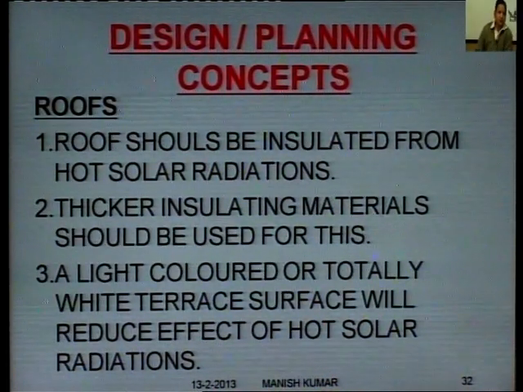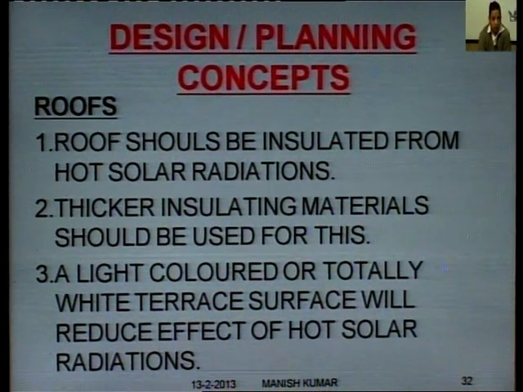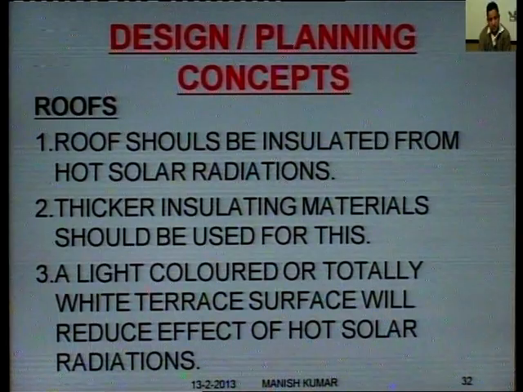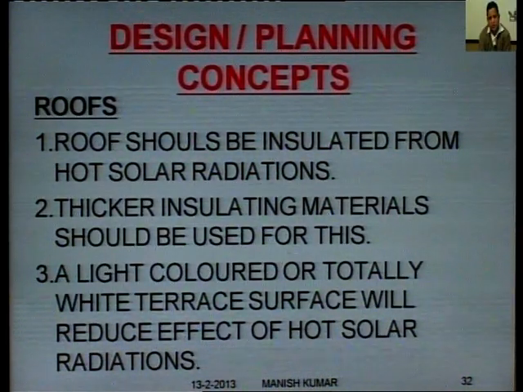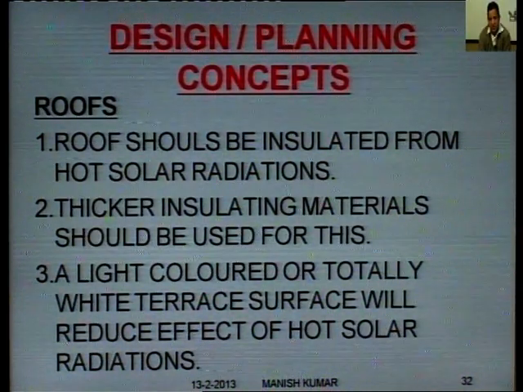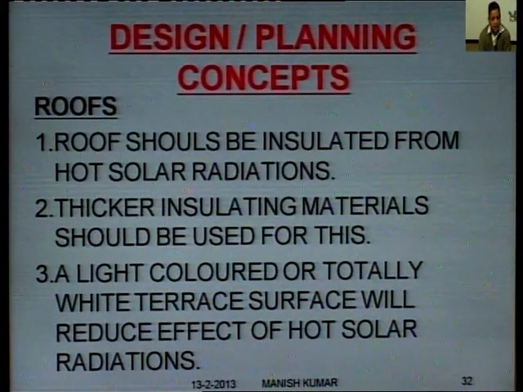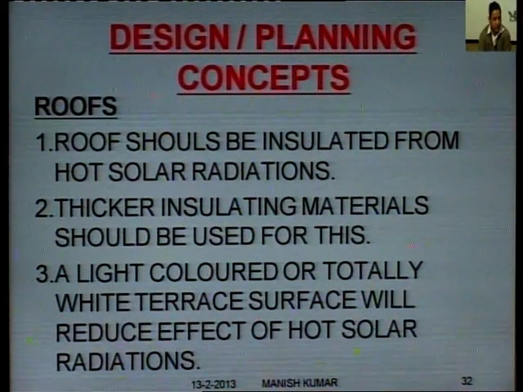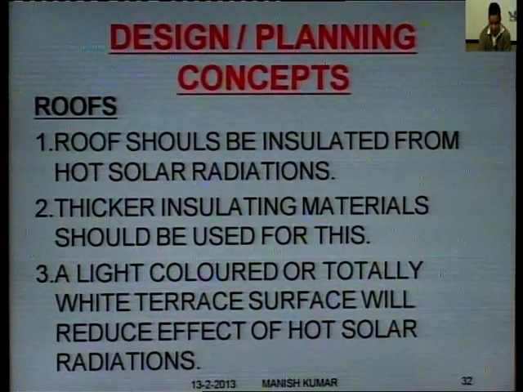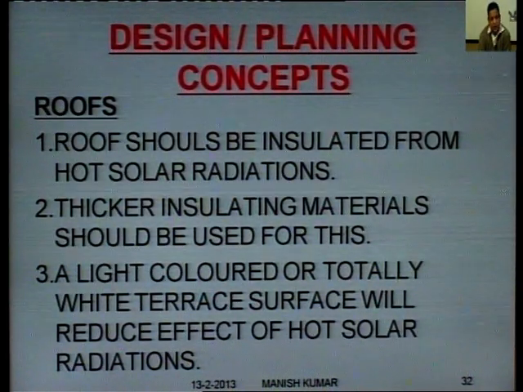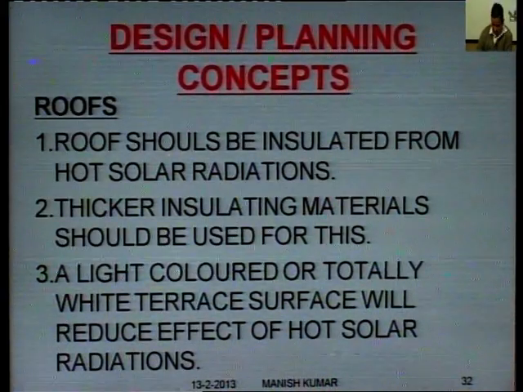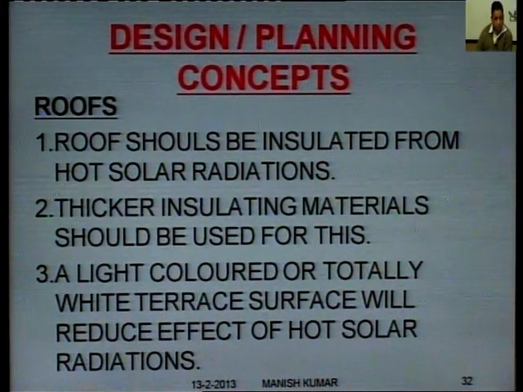Next is the roof. Roofs too should be insulated from hot solar radiation. Thicker insulating material should be used for this. A light colored or totally white terrace surface will reduce the effects of hot solar radiation. Yes, as we know, white color reflects most of the solar radiation, so our roof will be a little less hot if we paint it white.